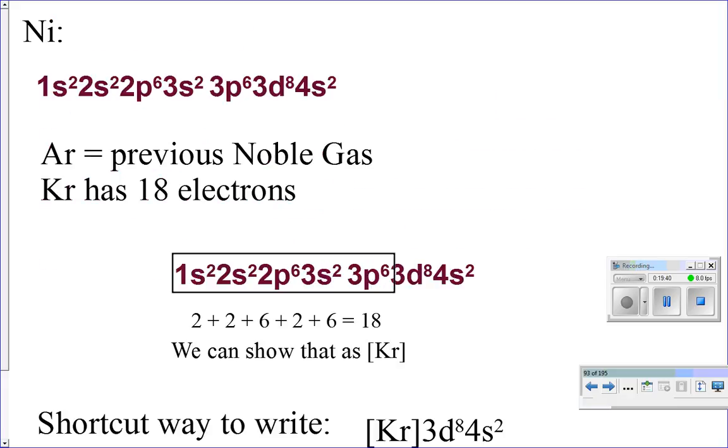So you put your finger on nickel and then go to the noble gas before that. So you have to backtrack till you get to argon. Argon being our previous noble gas, sorry, this should say argon, not krypton. Argon has 18 electrons. So our first 18 electrons, we can actually, I'm sorry, I'm going to stop this here and make a separate video.